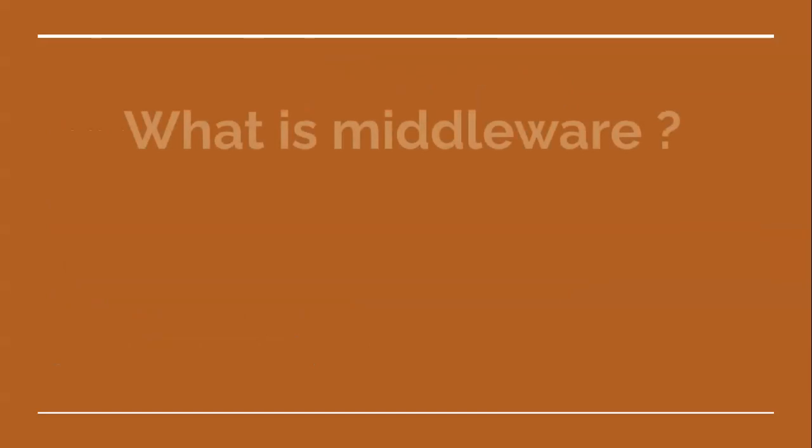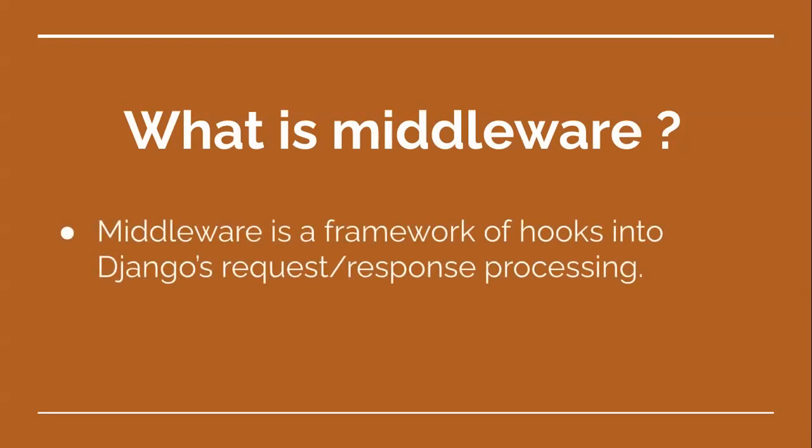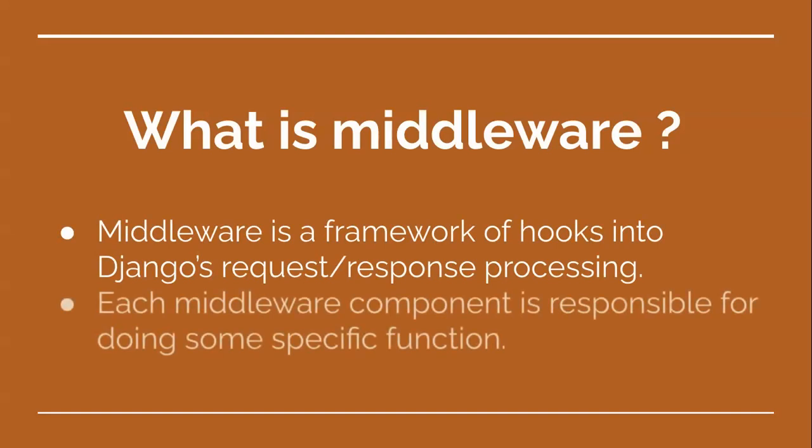A middleware is something which acts as a bridge between two parts of a program or the system that enables communication between them. In technical terms, middleware is a framework of hooks into Django's request-response processing. It's a light, low-level plugin system for globally altering Django's input or output. Each middleware component is responsible for doing some specific function.